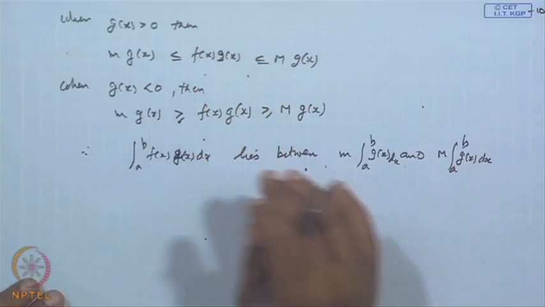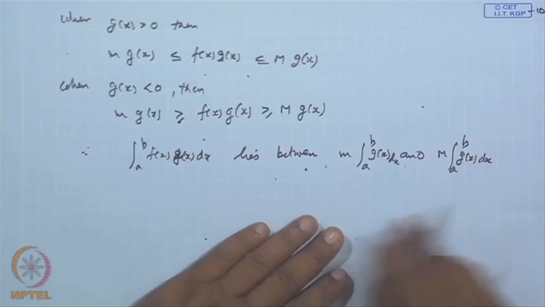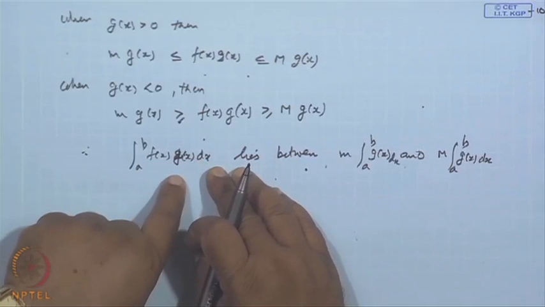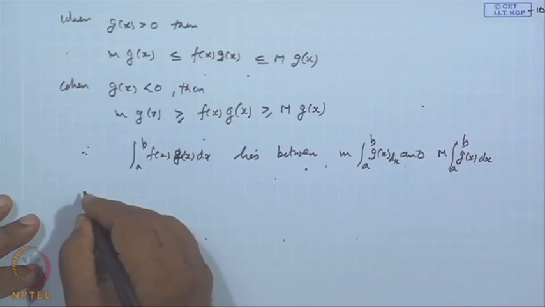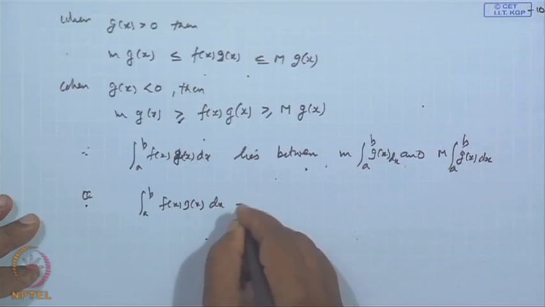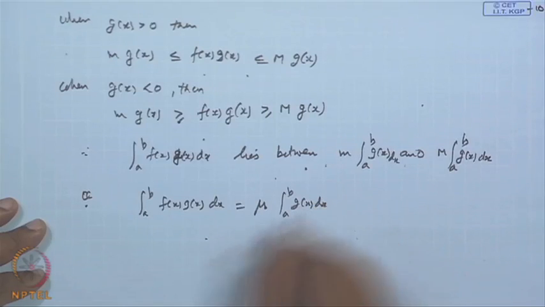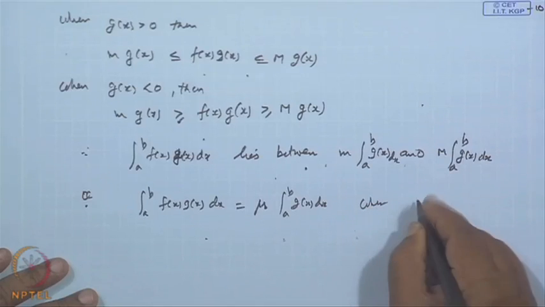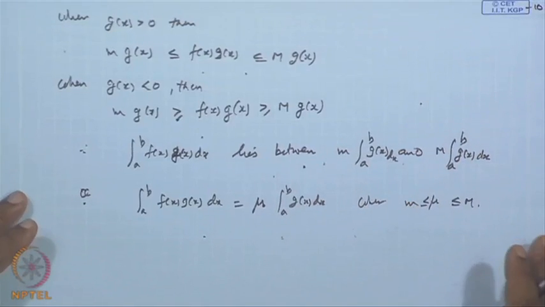But f and g are both given to be Riemann integrable functions, is it not? So, the integral a to b f x g x dx, this limit exists, the Riemann integral exists. So, there will be some point where the value of this integral a to b f x g x dx will be some constant mu times integral a to b g x dx. Okay? So, we get this integral is possible, where mu lies between m and capital M. Clear? So, that is just the proof.